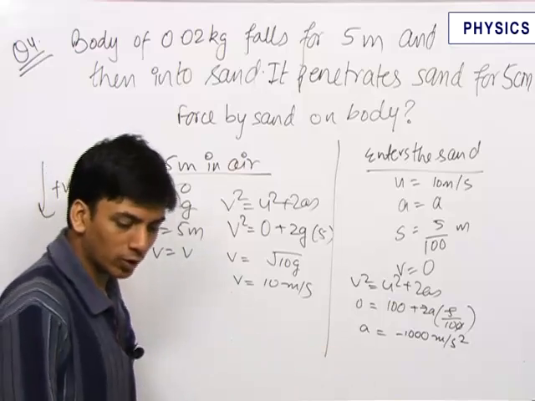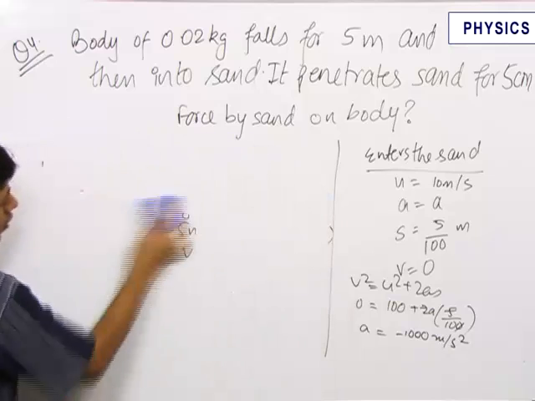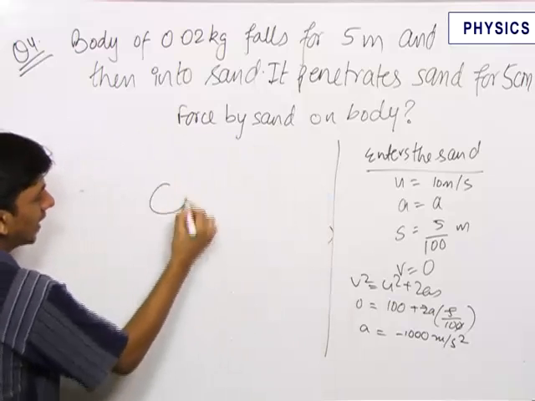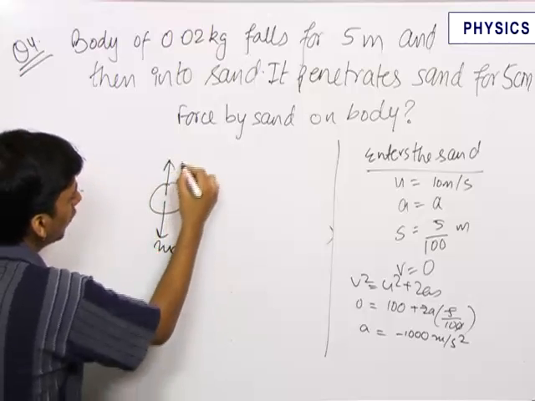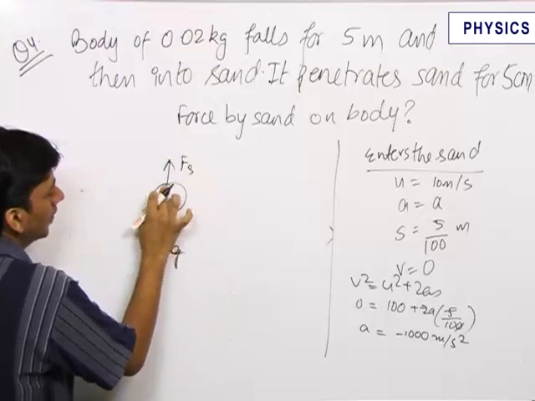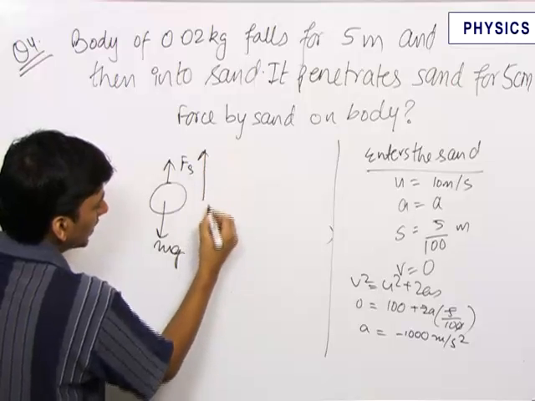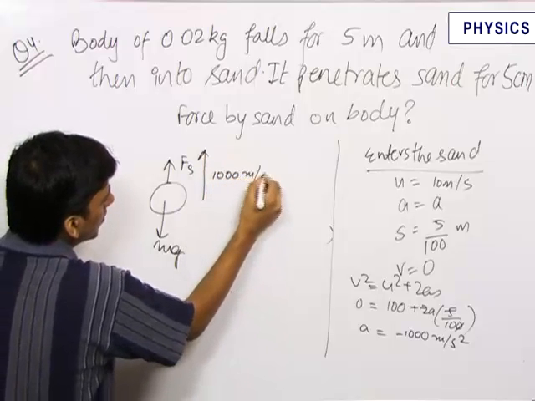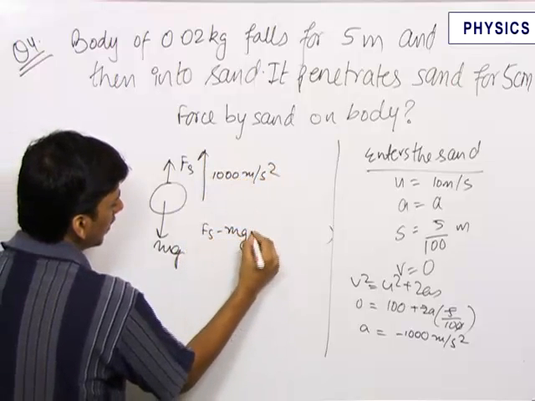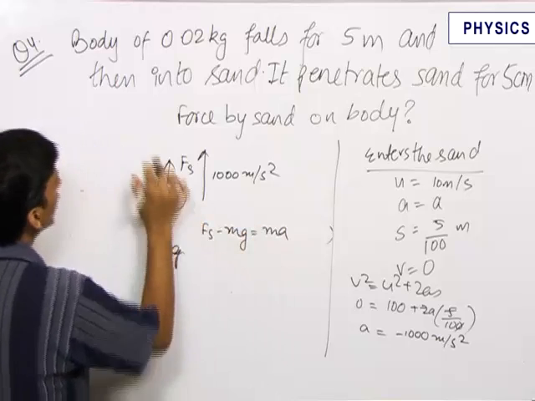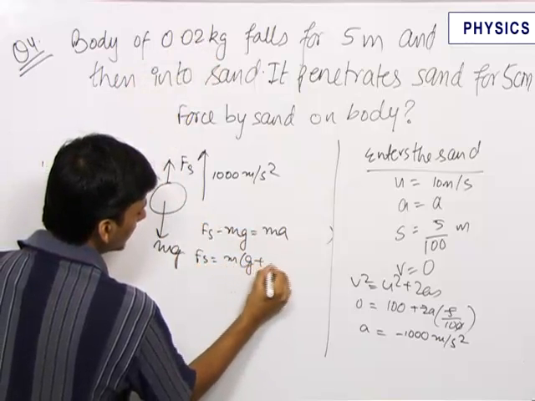So we need to find out the force exerted by the sand on the body. When the body is going inside the sand, it is experiencing mg below and it is experiencing the force by the sand in the upward direction, which is a resistive force. Now the acceleration of the object is minus 1000, that is 1000 meters per second squared in the upward direction. So we can write Fs minus mg is equal to ma, where m is the mass of the body equal to 0.02 kg. Therefore Fs is equal to m into (g plus a).